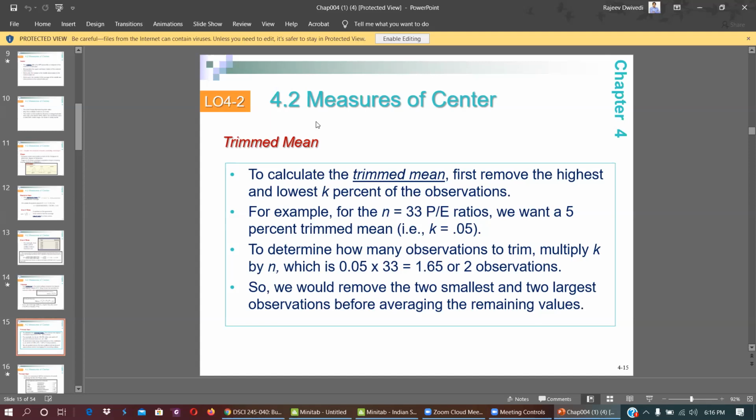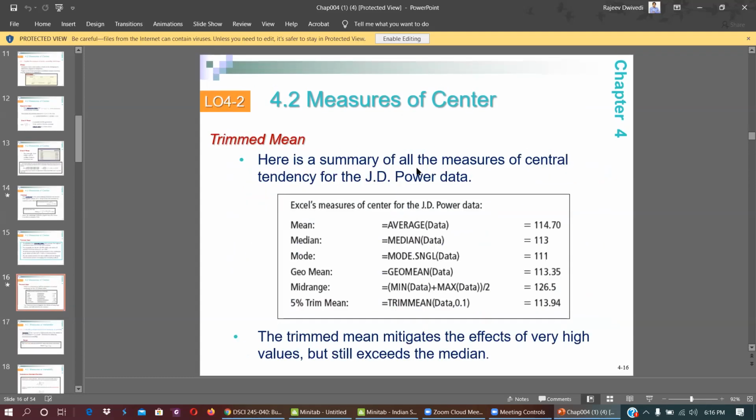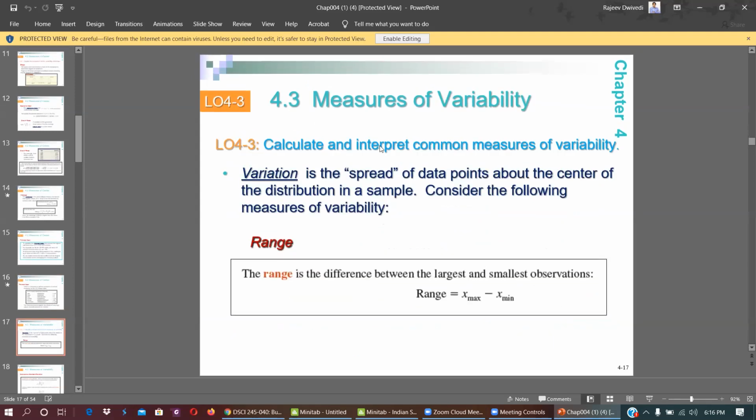That is the trimmed mean. So this is not important from the exam point of view, but you need to know what the trimmed mean is. Now we are going to come to a very important aspect, which is variability or variation.